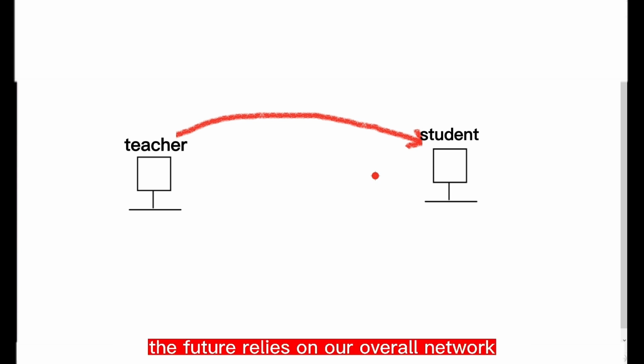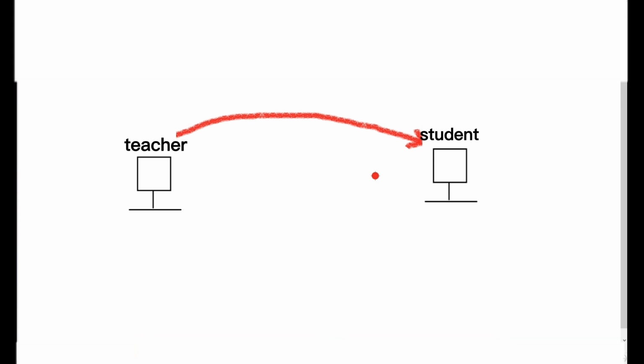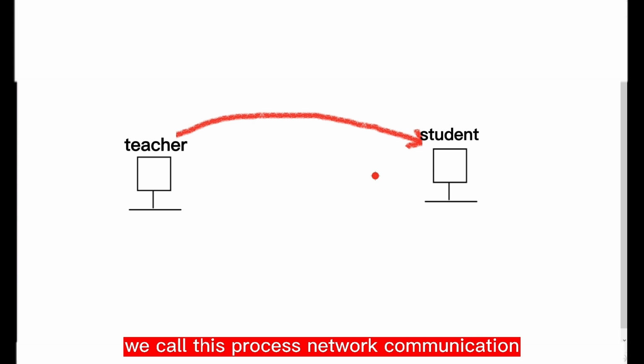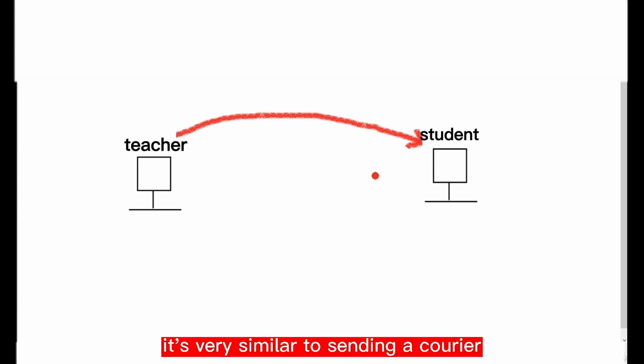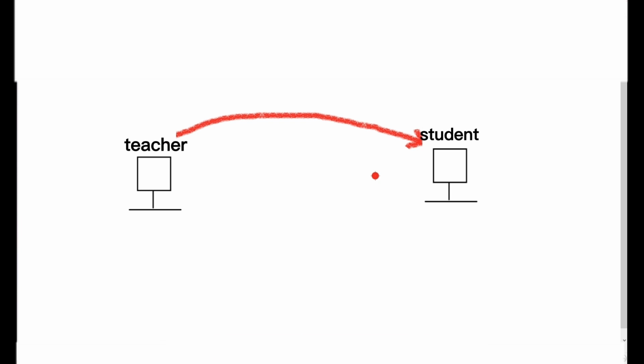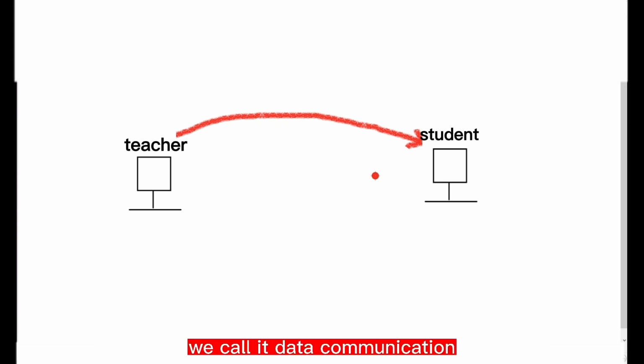The future relies on our overall network, the process of sending it to everyone's side. We call this process network communication. In fact, this process is very similar to sending a courier. I will send you a courier. Then after I pack the courier, with intermediate logistics, the process of reaching the hands of the students, we call it data communication. But for us, everyone will find, overall it sounds simple.